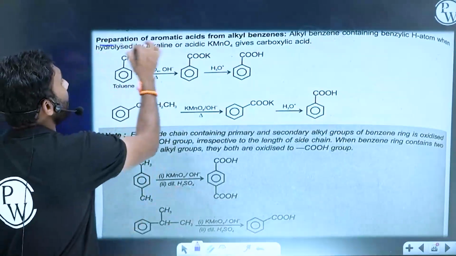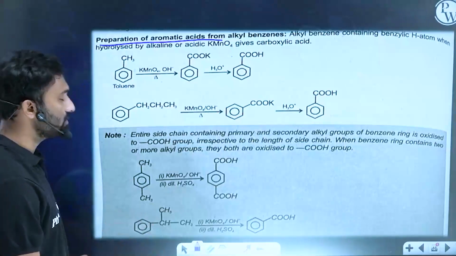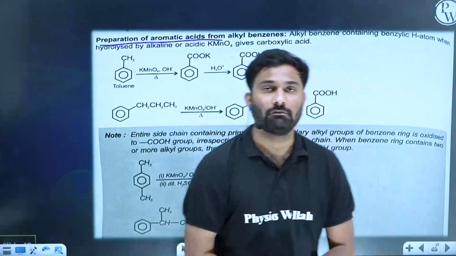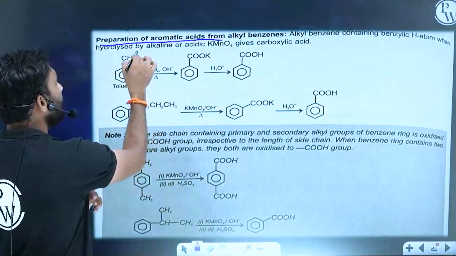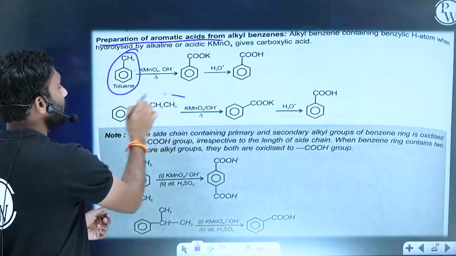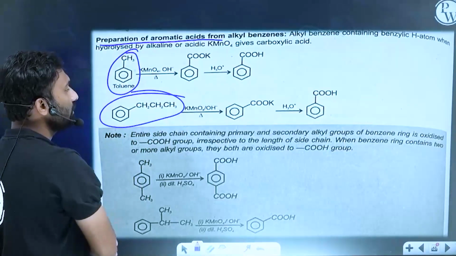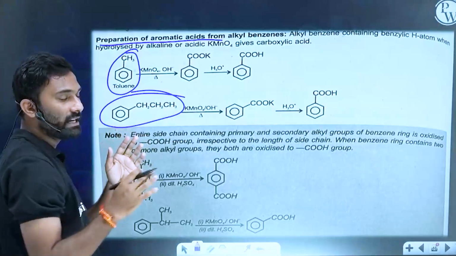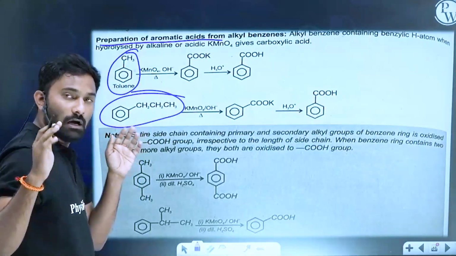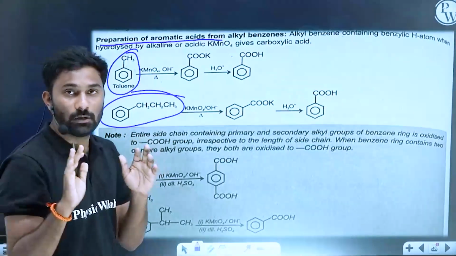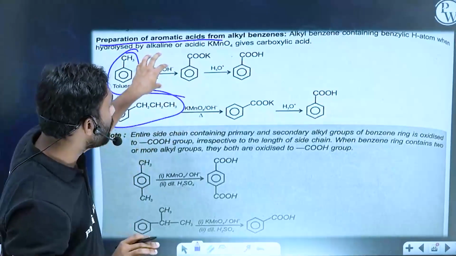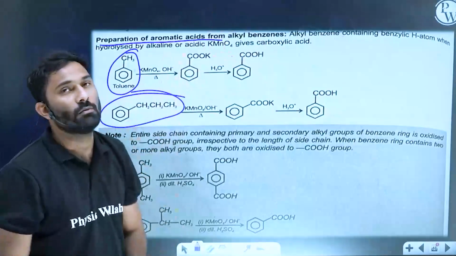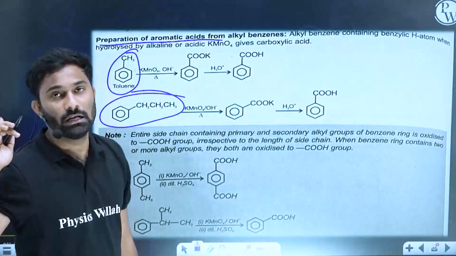Next, preparation of aromatic acids from the alkyl benzene. You have to remember just one thing: whatever the side chain may be, if they have given toluene or a long chain, whatever the length of the side chain on the benzene, upon a strong oxidizing agent it will directly convert into carboxylic acid. This is very important, you must remember.